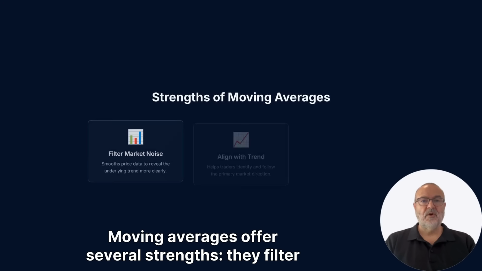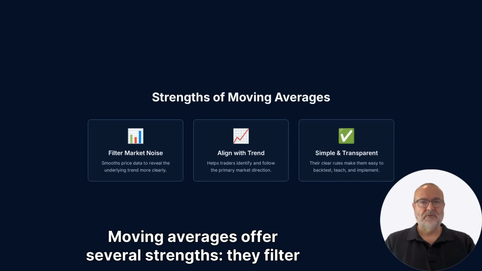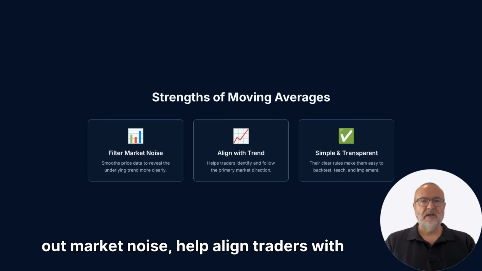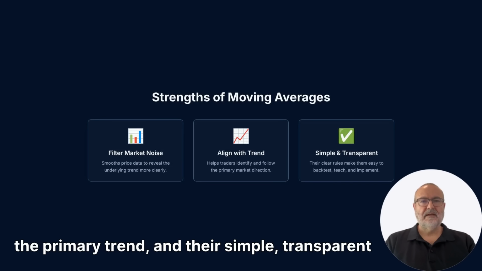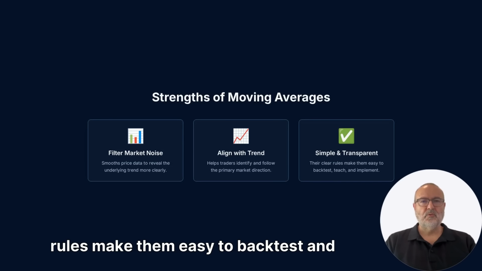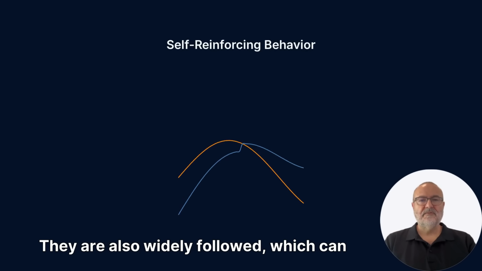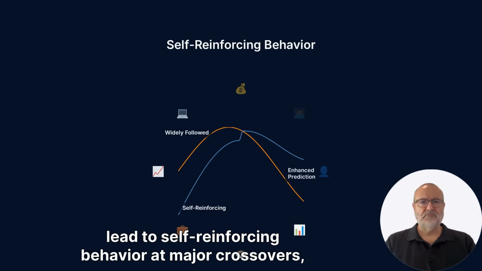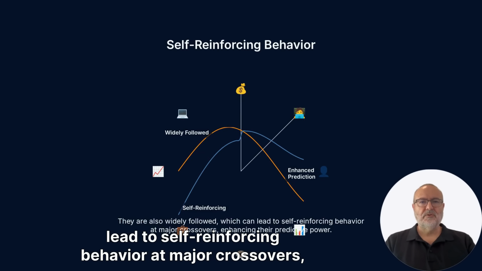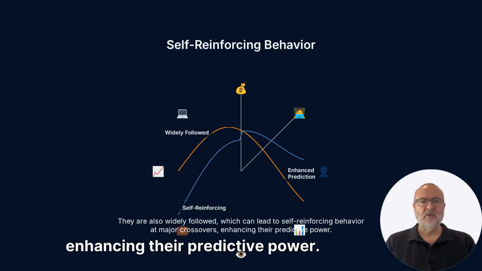Moving averages offer several strengths. They filter out market noise, help align traders with the primary trend, and their simple, transparent rules make them easy to backtest and teach. They are also widely followed, which can lead to self-reinforcing behavior at major crossovers, enhancing their predictive power.